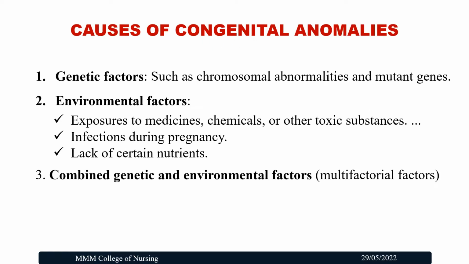Moving on to causes of congenital anomalies: genetic factors, examples being chromosomal abnormalities and mutant genes. Next, about the environmental factors, it can be the exposure to medicines, chemicals or other toxic substances, and infections during pregnancy, and lack of certain nutrients. And a combination of genetic and environmental factors, that is multifactorial factors, are the reason for congenital anomalies in children.